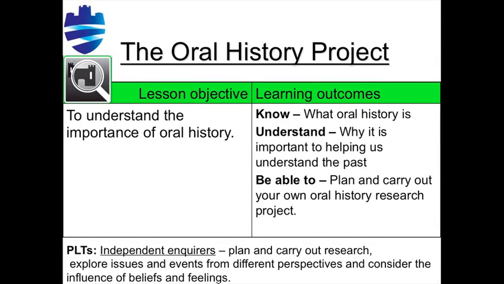This is the support presentation for the Year 9 Plymstock School Oral History project. The objective of this extended homework is to understand the importance of oral history as another tool for the understanding and exploration of history. The outcomes of this project are that students will know what oral history is, understand its importance in helping us to understand the past, and be able to plan and carry out their own oral history project, planning it, undertaking it, and reflecting upon how it's gone.